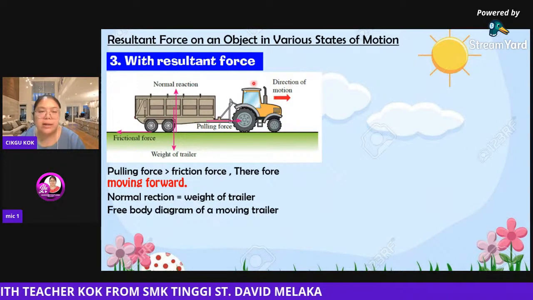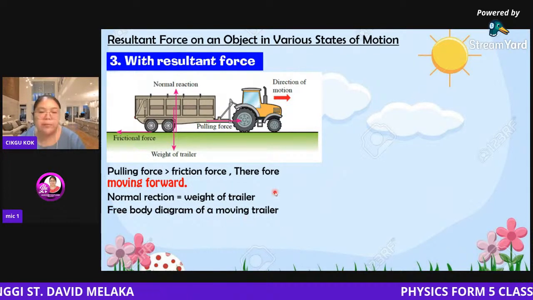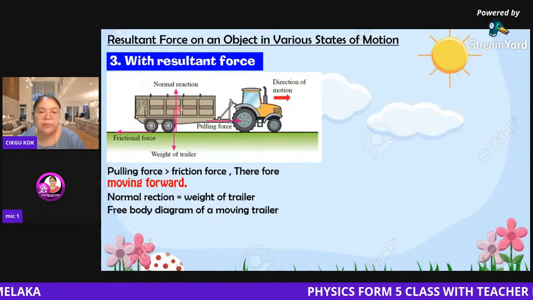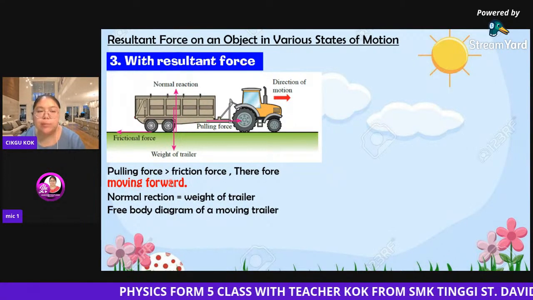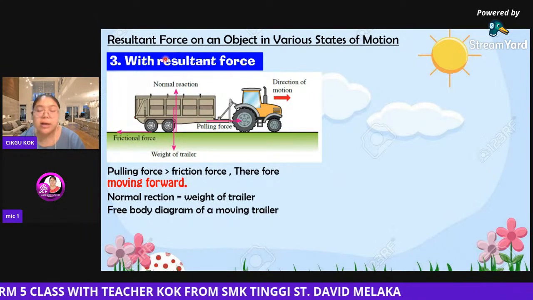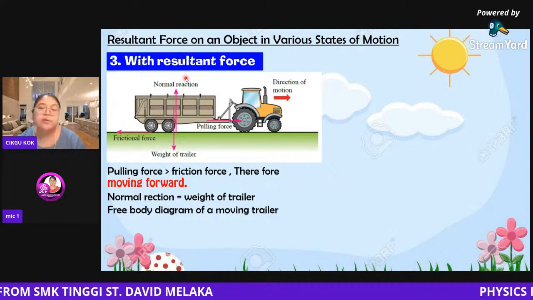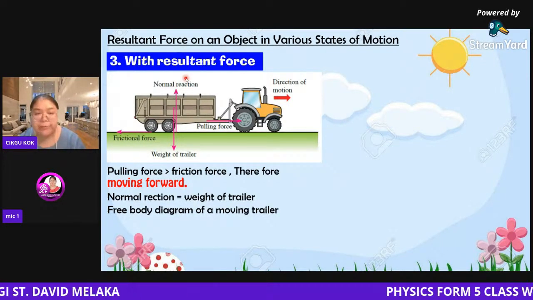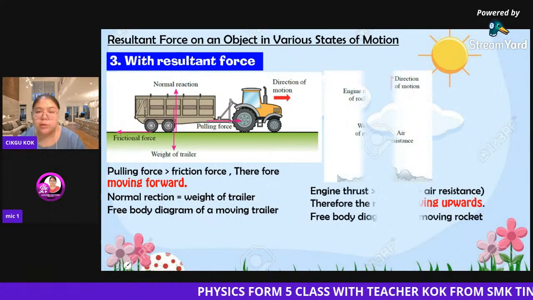So finally, we find out the free body diagram of the moving trailer. Important, all the directions acting on the trailer and the lorry, finally they are moving forward. This one we cannot say zero resultant force, because they have unbalanced forces. Which one is bigger? Pulling force is bigger, so they can go in front. Okay, another situation also with resultant force.